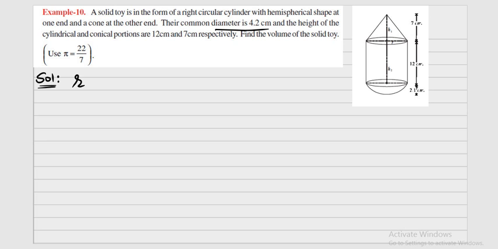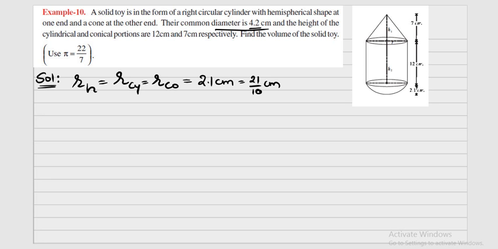So from this, what can I say? Radius of hemisphere is equal to radius of cylinder is equal to radius of cone. So directly I am going to consider the radius, which is nothing but, what is half of 4.2? It is nothing but 2.1 centimeters. So 2.1 centimeters can be written as 21/10 centimeters. This is nothing but the radius of these particular three things.